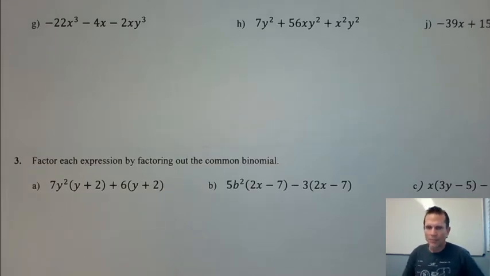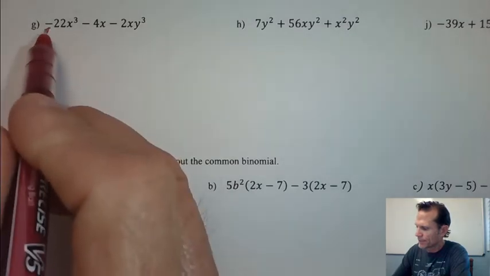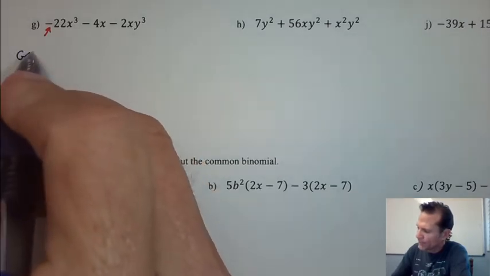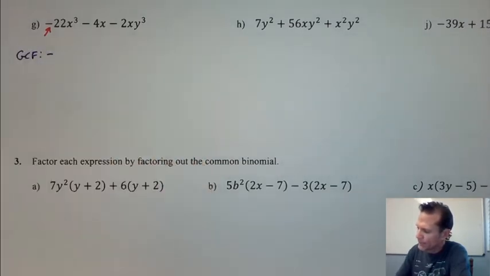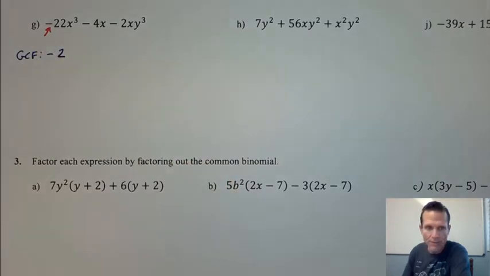Okay, we have 3 more factoring GCF out of polynomials problems here. Maybe a little overkill with 9 of these, but let's practice these. I spot the negative up front here, so I know my GCF is going to contain a negative. So I'm going to have GCF, negative, and then I spot all of those are even, so 2.